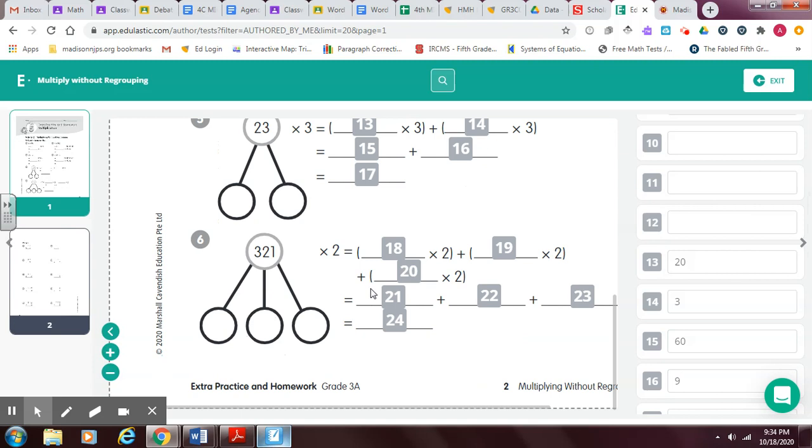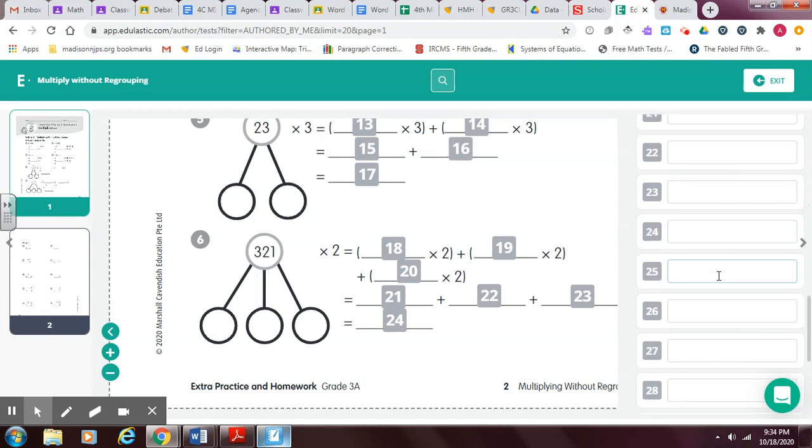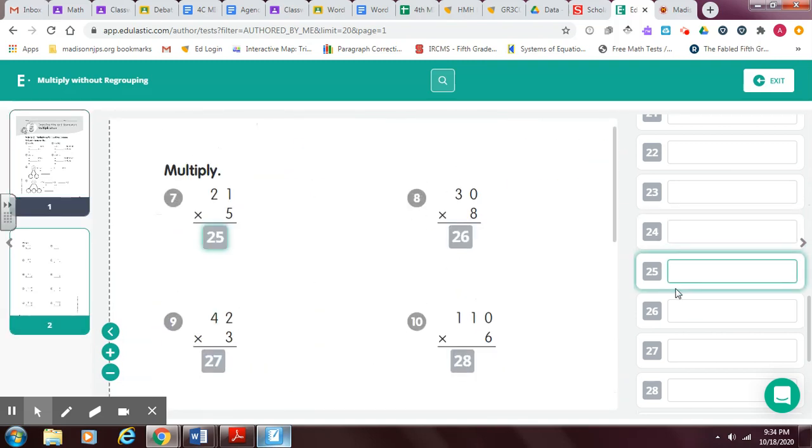And then 321 is being multiplied by 2 over here. So you're going to have to work this one out. Work it out really carefully. You might need to write this on a separate piece of paper to help you out, and that's totally fine. This will get you down to number 24. And you'll notice that there's more after 24.